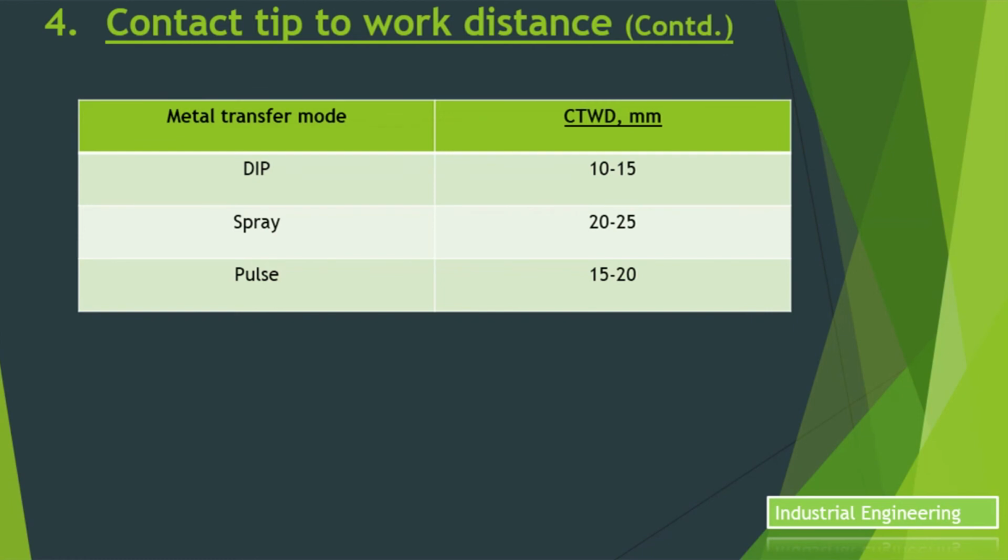For different types of metal transfer mode, there is a recommended range of electrode extension. For dip transfer, it is 10 to 15 mm. For spray transfer, it is 20 to 25 mm, and for pulse transfer mode, 15 to 20 mm electrode extension is recommended.